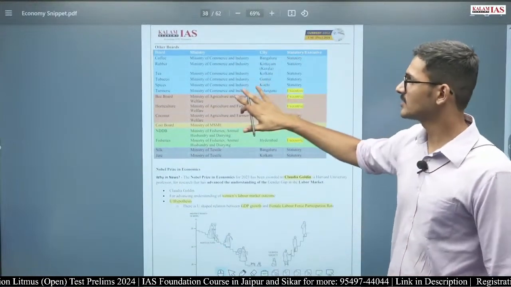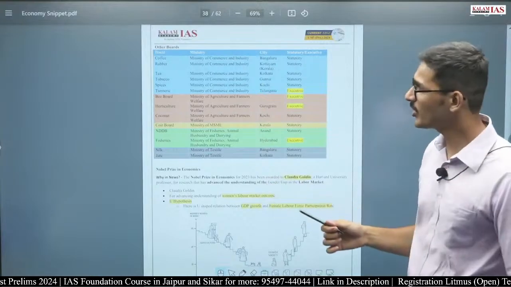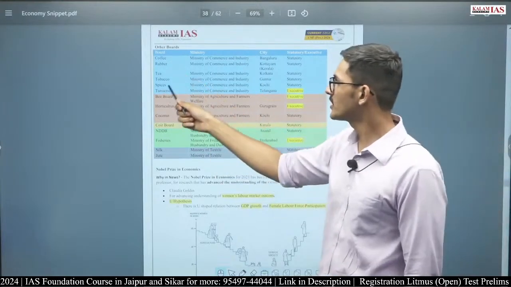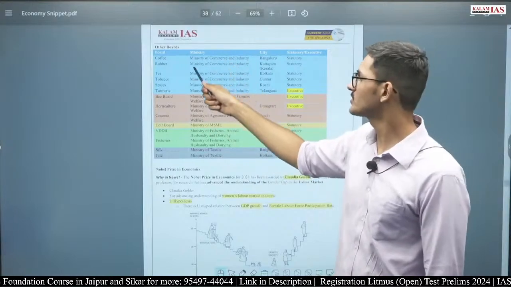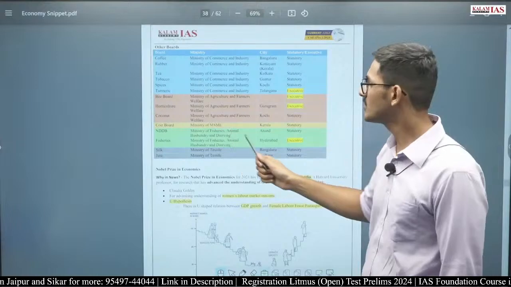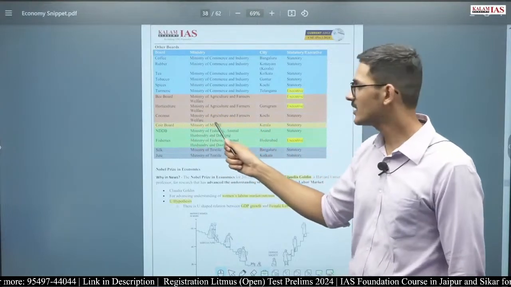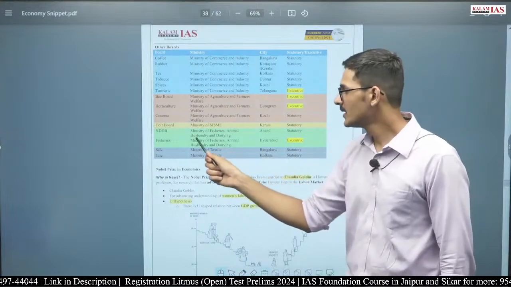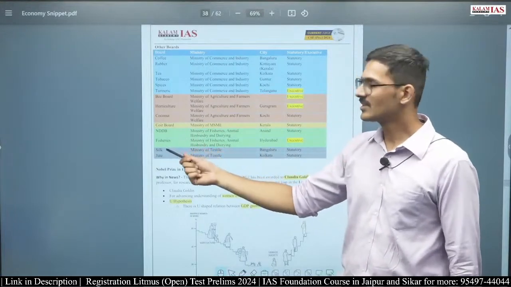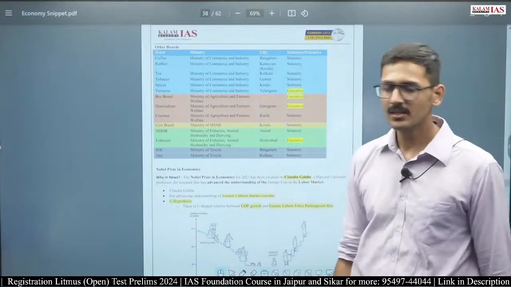Now we are just going to look at this particular chart. You have to read it and memorize it multiple times. What you have to know here is which board is under which ministry. So first memorize the Ministry of Commerce and Industry. What are the boards in the Ministry of Commerce and Industry? Then you see the Ministry of Agriculture and Farmers Welfare. What are the boards there? Then the Ministry of Fisheries and Dairying: there is the Fisheries Board and the National Dairy Development Board. These two are part of the Ministry of Fisheries and Dairying.